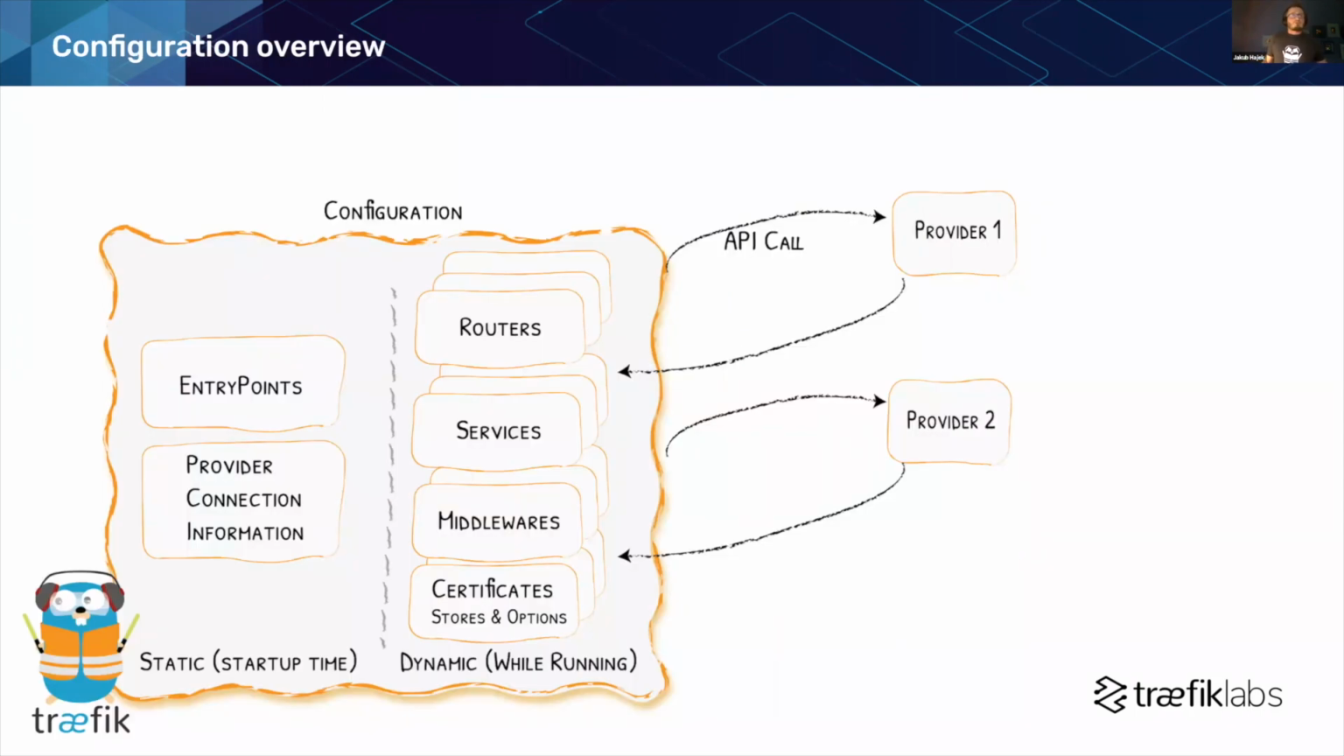And what is the configuration overview? If you have ever seen our documentation, you can notice that there is static and dynamic, so there are two parts of configuration. Static is the entry point. You can imagine the entry point is the port Traefik is listening to, so Traefik can accept the incoming request on that port. So this is the entry point.